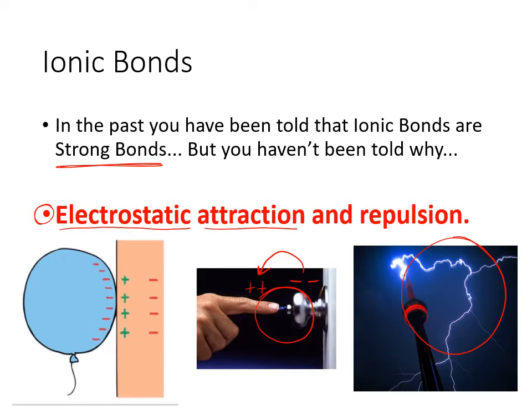Same thing happens in lightning storms. As the clouds push past each other, they have a buildup of negatives. Well, here's the ground. Ooh, ground looks pretty attractive because it has all these positives. So you get lightning, the traveling of the electrons. So they're attracted and they are pulled towards each other. Remember, a force is a push or a pull. So this electrostatic attraction or repulsion is actually a force.